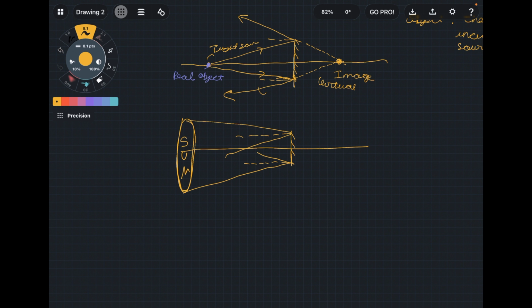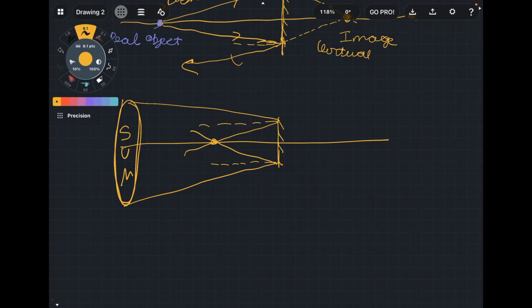These go like this. They intersect here. So this will be our image. This will be our real image, because the reflected rays are actually intersecting. This is a real image.